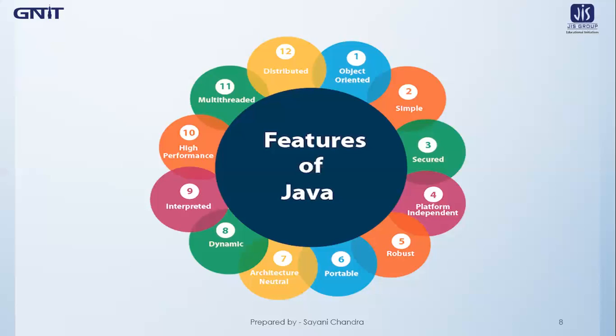The next point is high performance. Java is faster than other traditional interpreted programming languages because Java bytecode is close to native code. It is still a little bit slower than a compiled language, that is C++, but that's not a problem actually. Java is an interpreted language and that is why it is slower than compiled languages that are C, C++, etc.